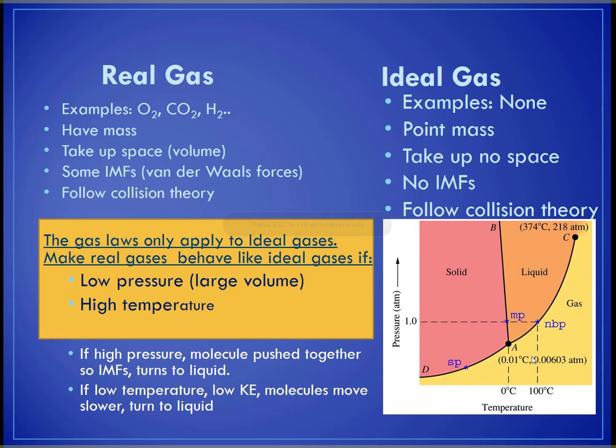Let's go to this next slide and look at the difference between a real gas and an ideal gas. Real gases, there's lots of examples: the oxygen gas we're breathing, the CO2 gas we're breathing out, hydrogen gas. Real gases take up mass. I can look on the periodic table and calculate their masses by adding up the molar masses for each of the elements to find the mass of a gaseous compound. They also take up space, so their atoms or molecules are taking up space.